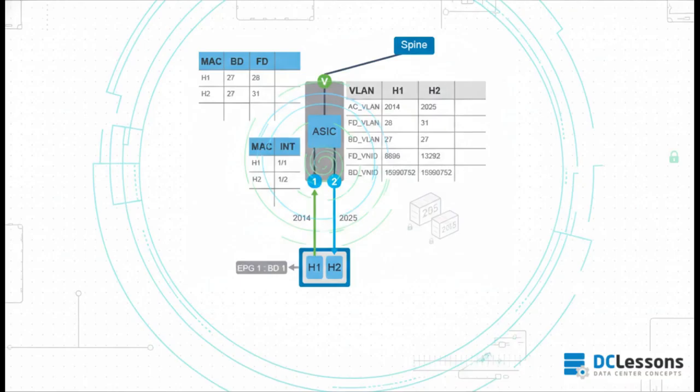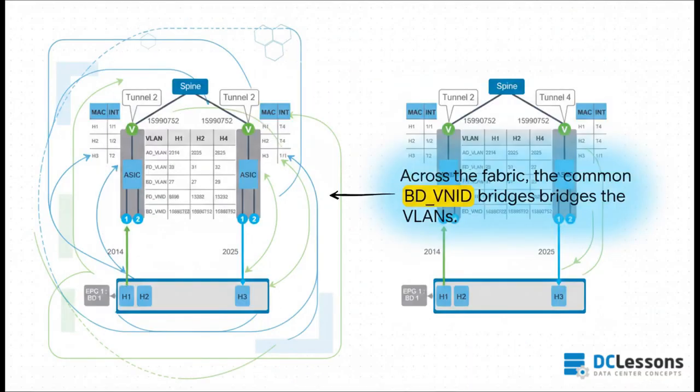It's completely seamless. And check this out, this is the beautiful part. Across the fabric, almost nothing changes. The source leaf still encapsulates the packet with that exact same BD_VNID. The packet still crosses the fabric in the same way. The only, and I mean only, difference is what happens right at the end. The destination leaf knows that H3 needs VLAN 2025, so it makes sure to tag the frame with 2025 before sending it out. The core of the fabric doesn't even know or care about the local VLANs.